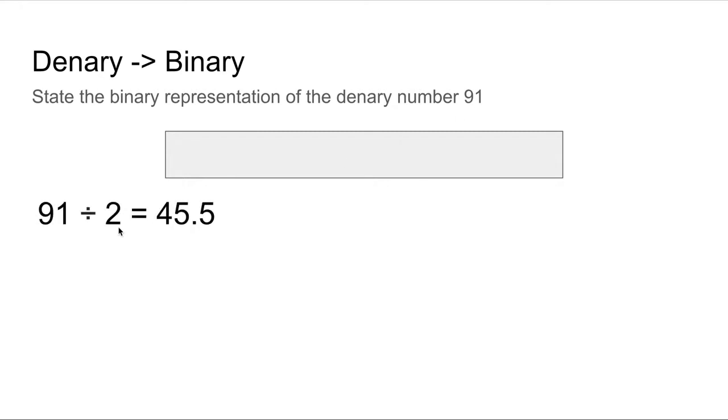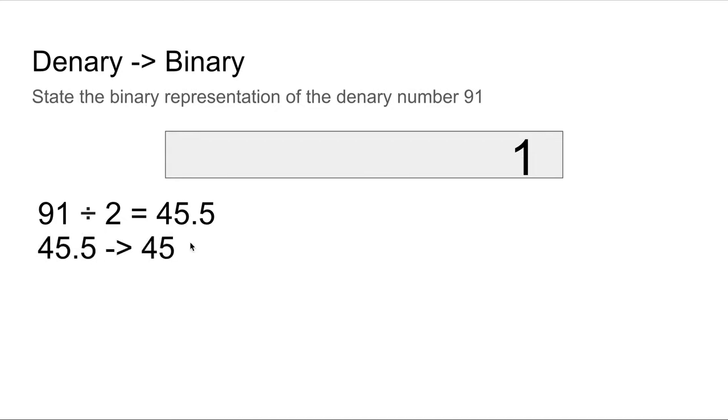The first thing we do is divide the number by 2, because binary is in base 2. So divide the number by 2, which gives us 45.5. And if it is a decimal, then our first digit is going to be a 1. Now we round this number down, not round it up, not round it to the nearest whole number, round it down, which gives us 45.